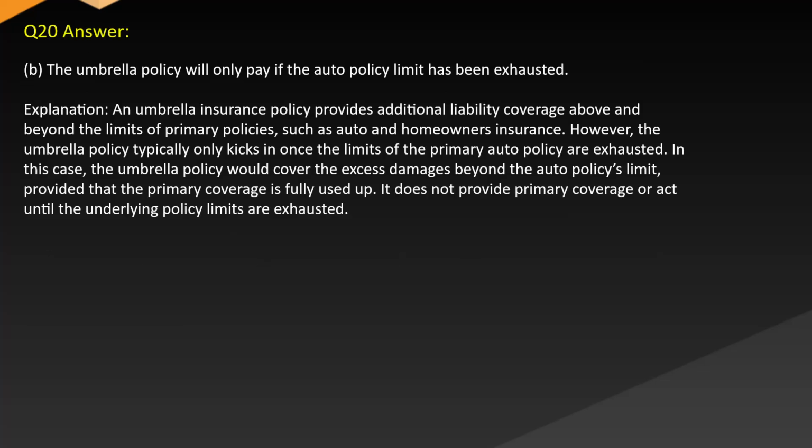Answer: B. The umbrella policy will only pay if the auto policy limit has been exhausted. Explanation: an umbrella insurance policy provides additional liability coverage above and beyond the limits of primary policies, such as auto and homeowners insurance. However, the umbrella policy typically only kicks in once the limits of the primary auto policy are exhausted. In this case, the umbrella policy would cover the excess damages beyond the auto policy's limit, provided that the primary coverage is fully used up. It does not provide primary coverage or act until the underlying policy limits are exhausted.